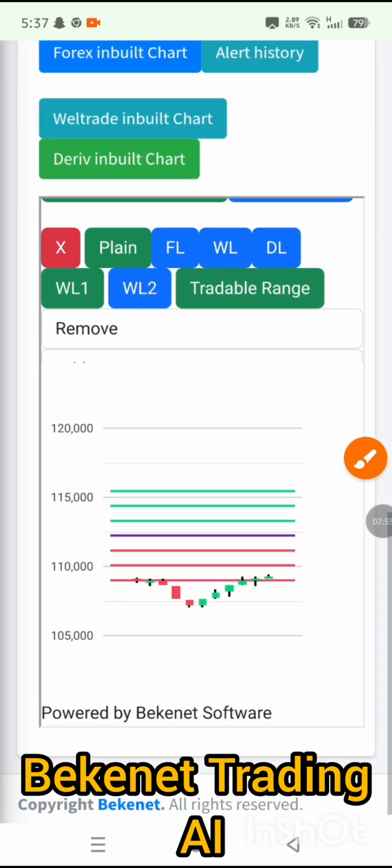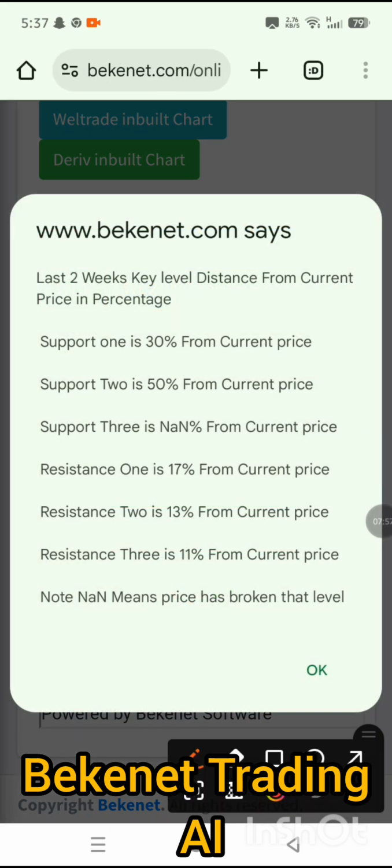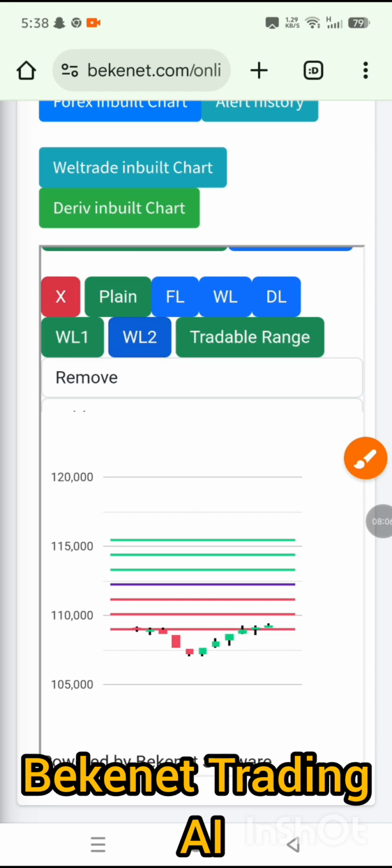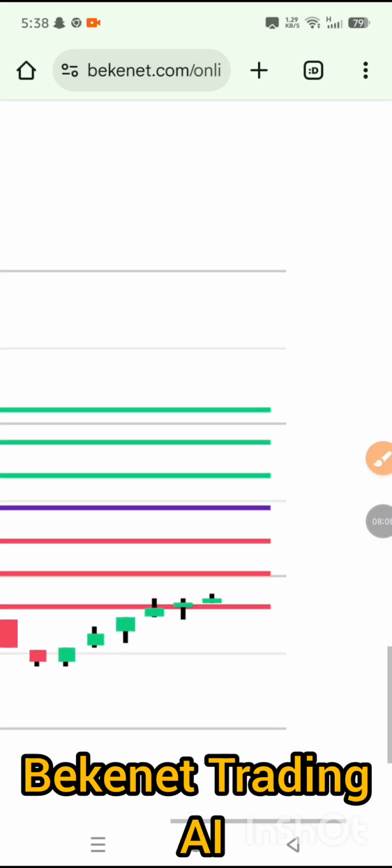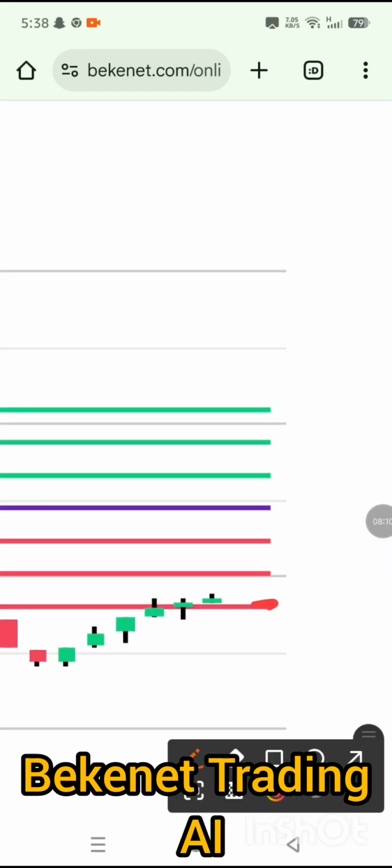That is why it's giving you the calculation for what? Support, which is 30%, support 50%. This one he has broken. Look at it. This is support 3. Price has broken it, so it does not have any business calculating it again. Price has broken this level, so he does not have any business calculating it again. The only level that he will calculate is the one above it, which is this previous static support, now a resistance. It is going to calculate it. This one again is previous support, which is now a resistance.